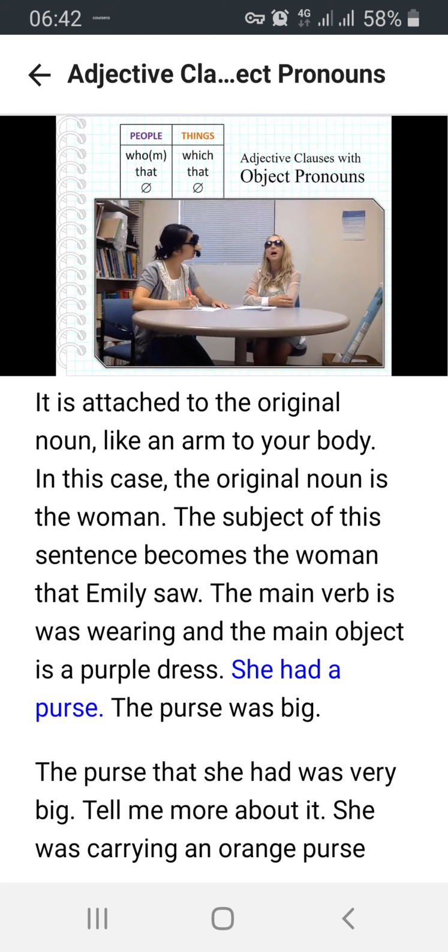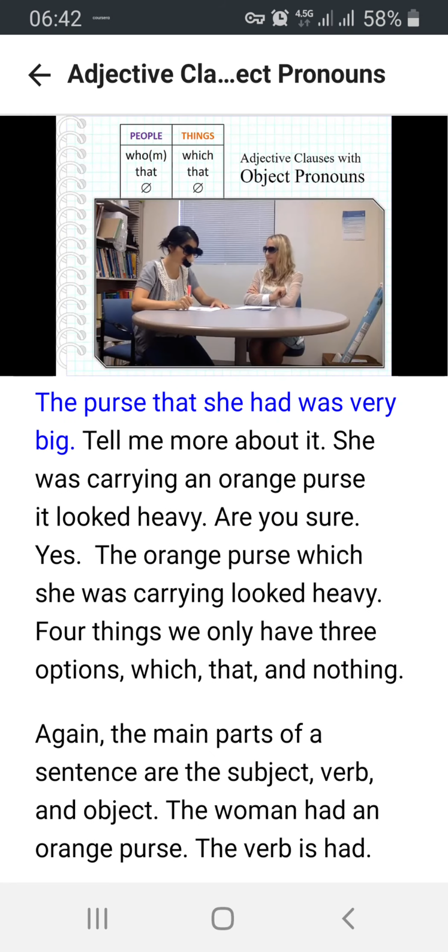She had a purse. The purse was big. The purse that she had was very big. Tell me more about it. She was carrying an orange purse. It looked heavy. Are you sure? Yes. The orange purse, which she was carrying, looked heavy.